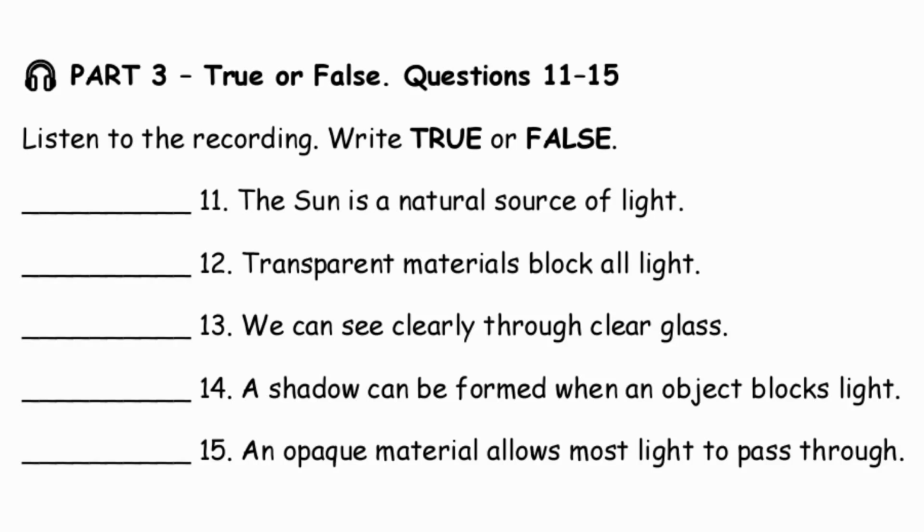Transparent materials allow most light to pass through them. For example, we can see clearly through clear glass. Translucent materials allow some light to pass through. Frosted glass is a good example. Opaque materials do not allow light to pass through. A book, a wooden door, and a metal pan are opaque materials. Remember, a shadow is made when an object blocks light. Now decide if each sentence is true or false.